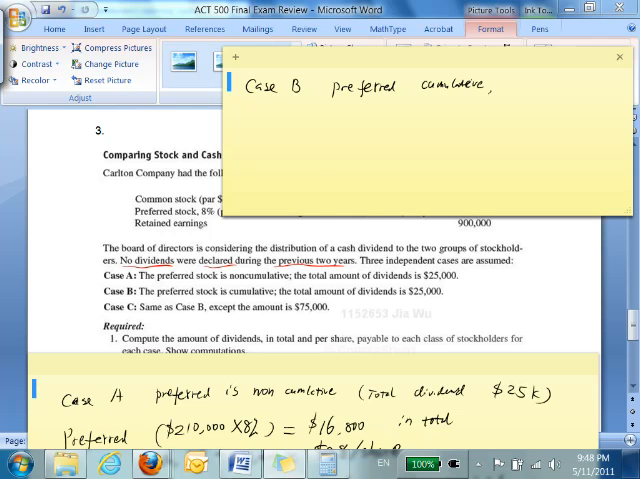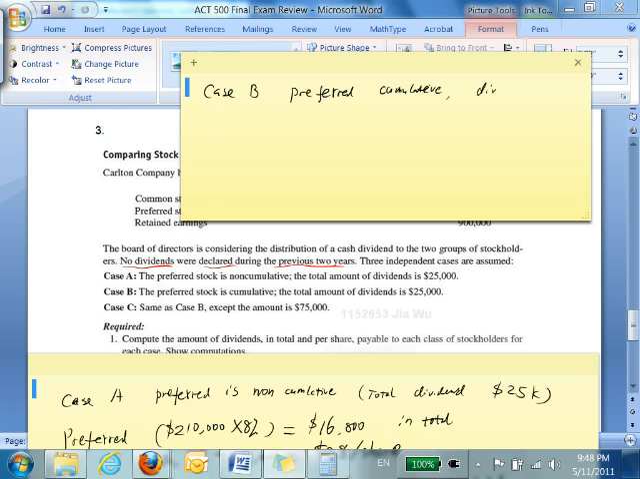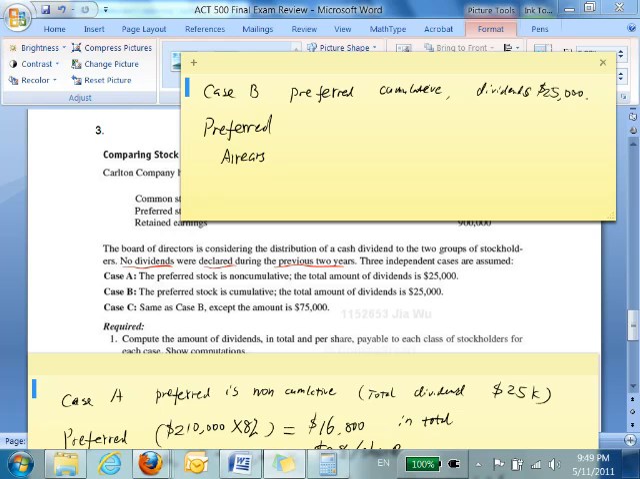And the dividend declared is 25,000. Okay, because it's cumulative, the preferred stock has dividends in arrears. That means the previous unpaid dividends should be paid this year.